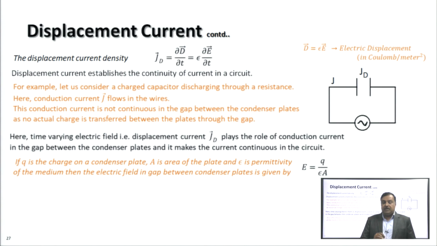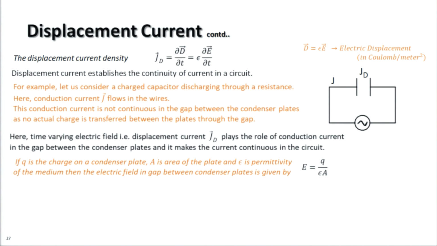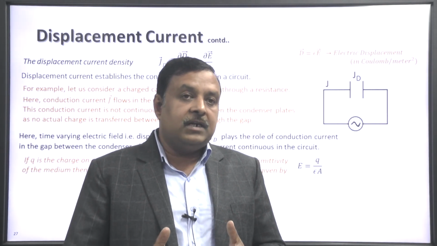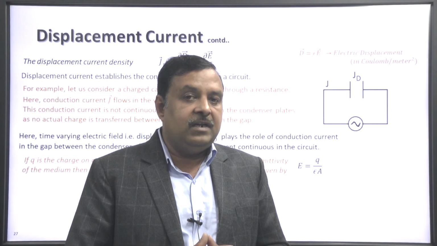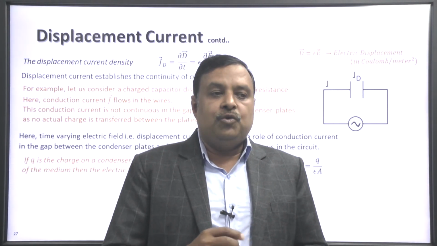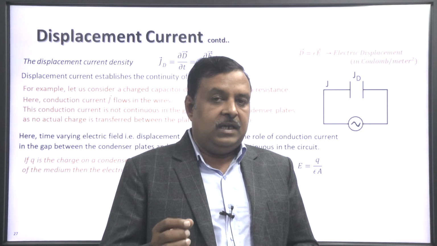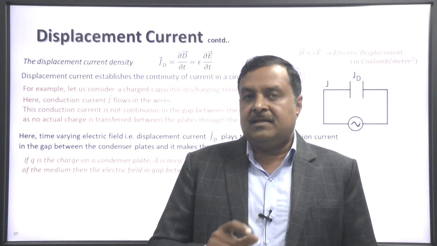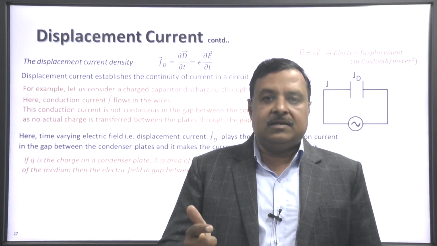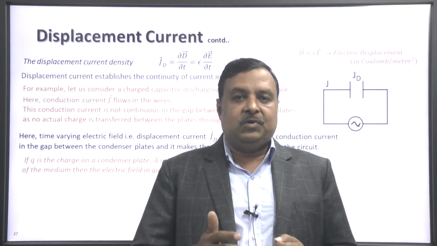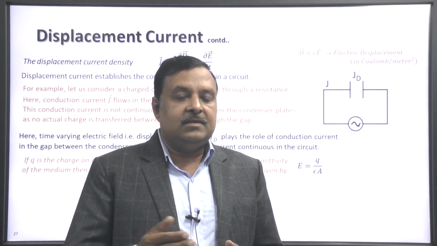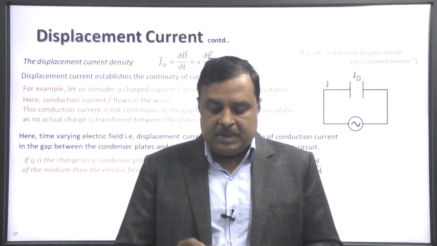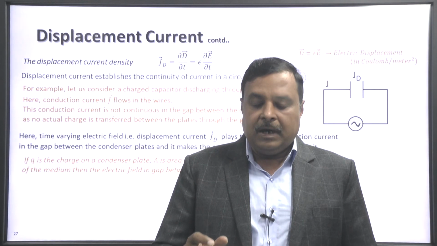If Q is charge on the condenser plate, then what will be the electric field in the gap between the plates? Electric field in the gap between the condenser plates is sigma by epsilon. Sigma is surface charge density on the condenser plates, and sigma is Q by A. So, electric field in the gap between the condenser plates is Q by epsilon A.